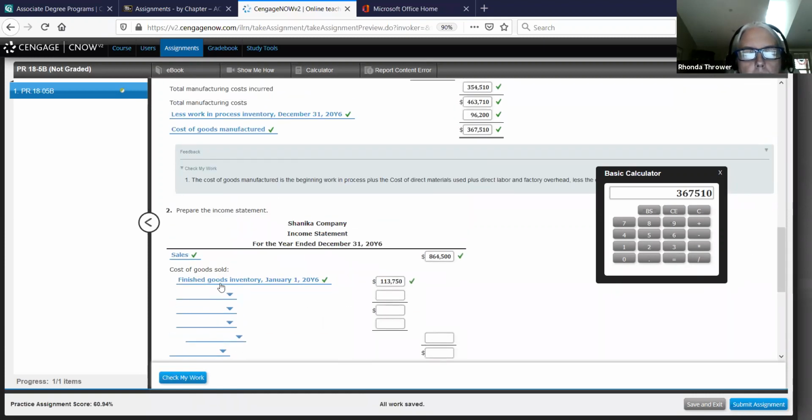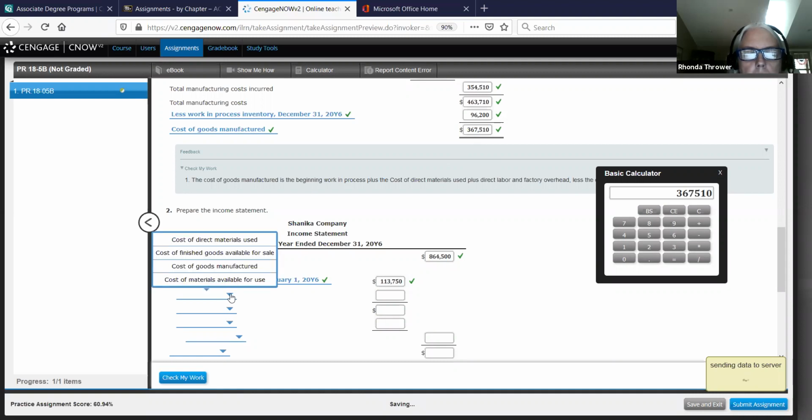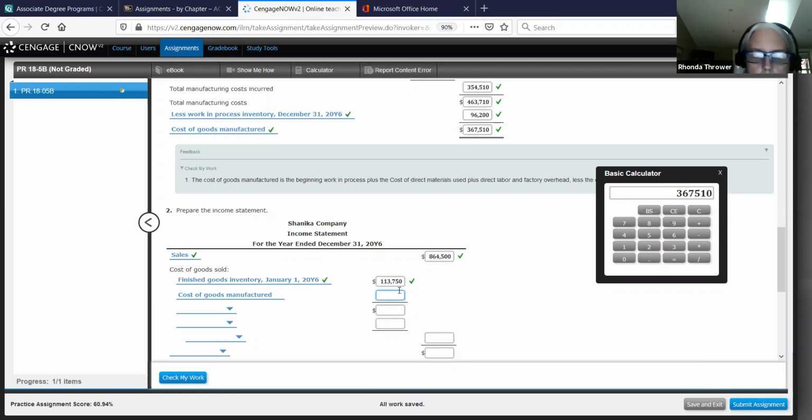The cost of goods sold also consists of the cost of goods manufactured. So you start with what you had in beginning finished goods inventory. That's the inventory that you had on hand at the beginning of the period. And then we're going to add to it the cost of our manufacturing for this period of time. So we're going to add the cost of goods manufactured, which was 367,510. That came from up above there.